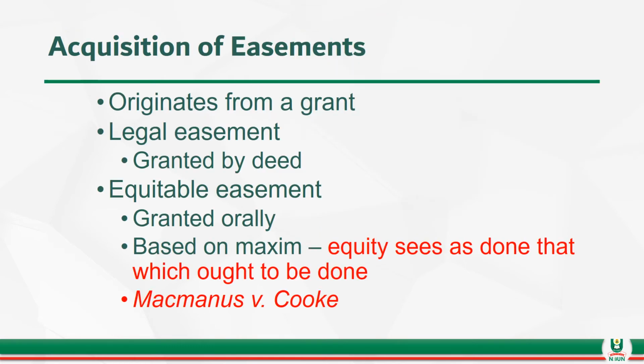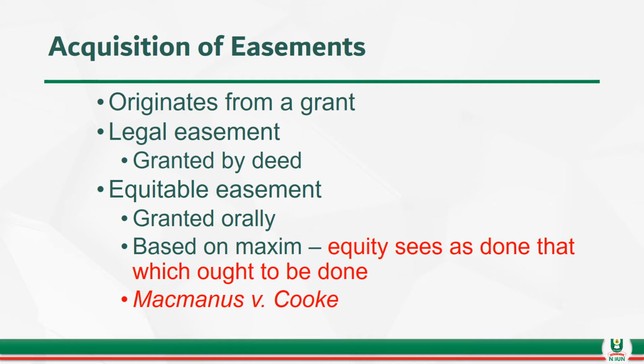Okay, so let's talk about how easements are acquired. Usually an easement originates from a grant from the servient owner to the dominant owner, and it can be acquired legally or equitably. Where it is acquired legally, it is usually granted by way of a deed. Where it is acquired equitably, it is usually granted verbally or by implication. Implication means it can be implied from the conduct of the parties.